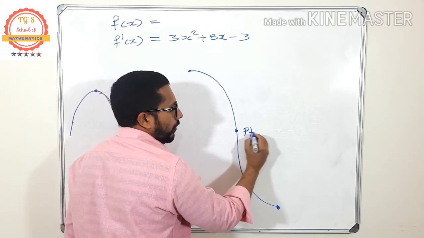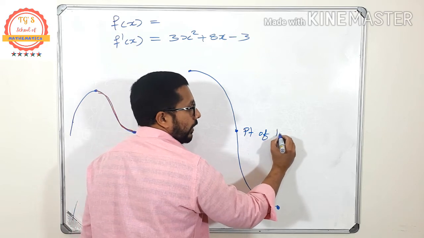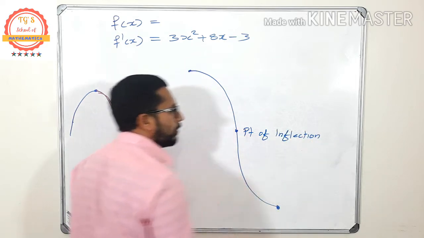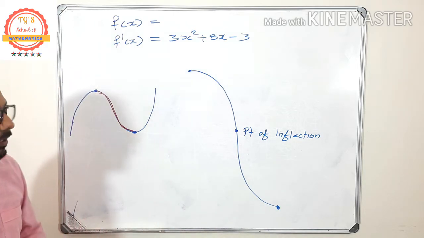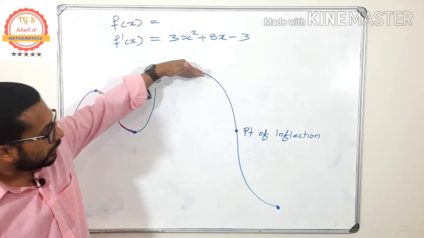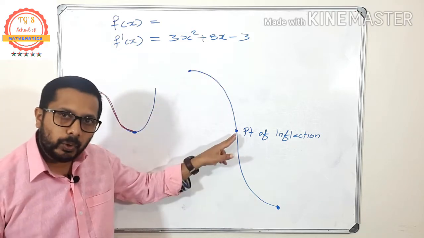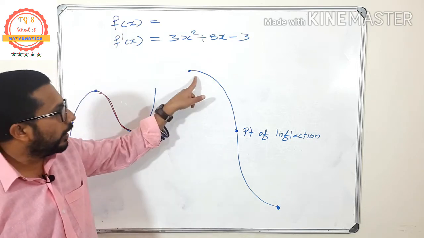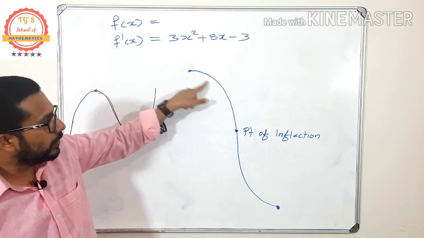Point of, what is that one? You studied in your class. Point of inflection. That is the point at which the graph is turning its shape, and that point is known as the point of inflection. Now look at this one. What is the name of this area?